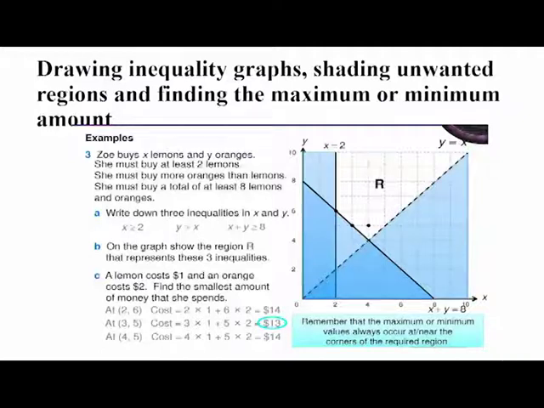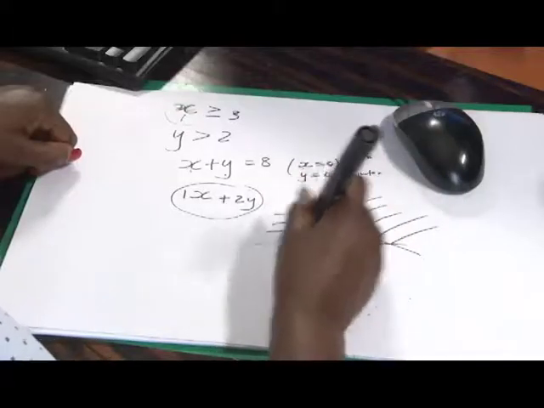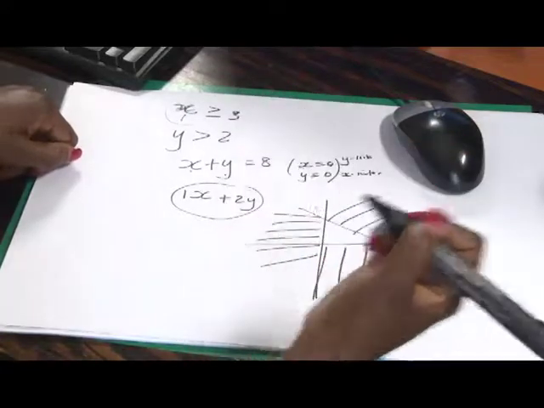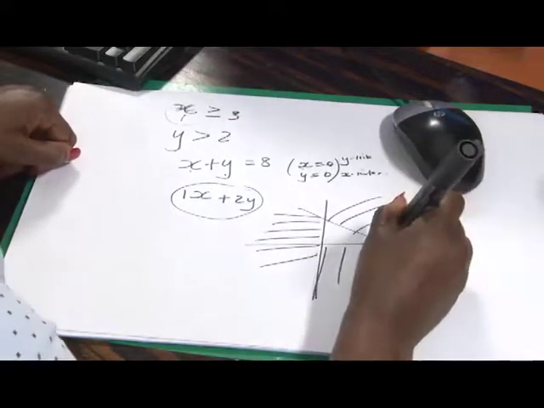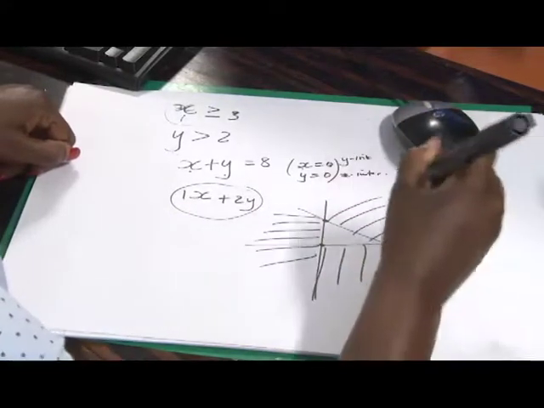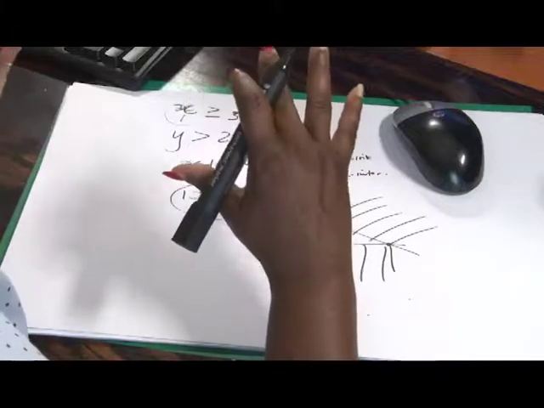If the region was bounded, like maybe if the Cartesian plane is like this, this is my region here, this is the unshaded, this is shaded here, this is shaded here. If I want to find the minimum and the maximum, I only pick this. I only target the corners of my unshaded region. Obviously one of the corners will give you the minimum or the maximum.